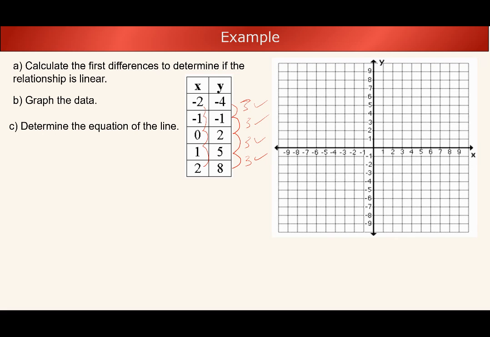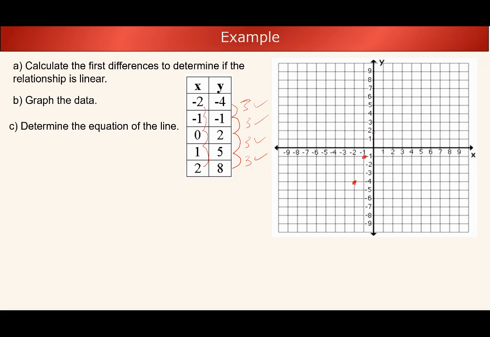Let's graph the data and let's find the equation of the line. All right. So this could be a little bit challenging for me here on this touch screen, but I'm going to do the best I can. So let's go -2 and -4 first of all. So here's my -2, there's my -4. So there's a point right there. Let's see how it goes. -1, -1, all right. 0 and 2.